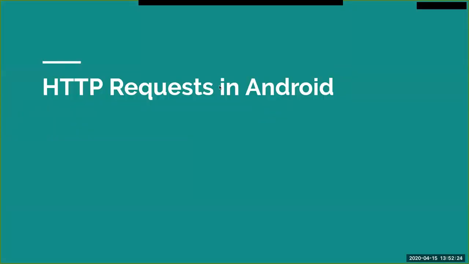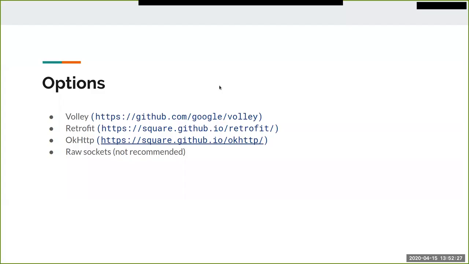Okay, so let's look at the HTTP requests in Android real quick. It's a bit more brief since we will be doing an example afterwards. But there are a couple of libraries you can use. One of them is Volley, which is developed by Google. And then you have Retrofit and OkHttp, which are both developed by some company called Square. Retrofit actually builds on top of OkHttp, so it uses it under the hood. And you can also use raw sockets through Java's socket library. Not recommended unless you feel like you want to do it hardcore.